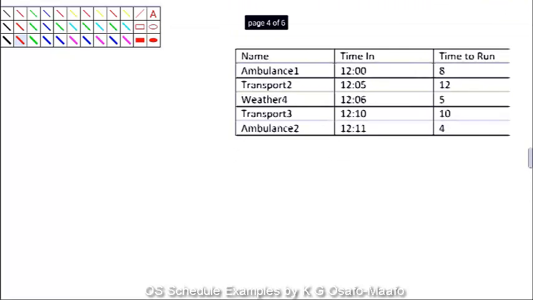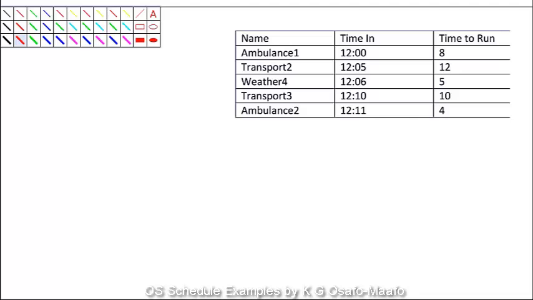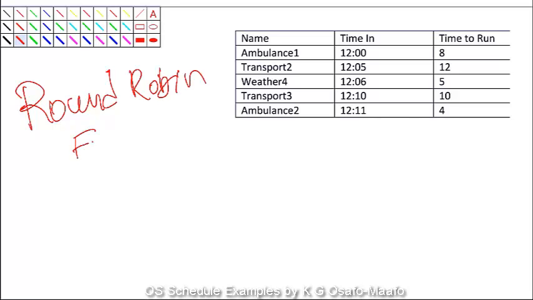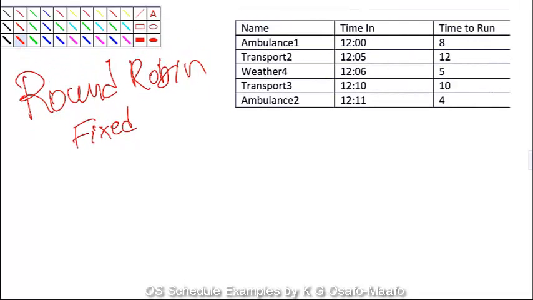How about round robin? Right. So the idea with round robin is to give everybody a fixed amount of time to run. So that means sort of like musical chairs, but you get to run, then the next person, right? But even with round robin, the question does arise, who gets to run next? But usually of the pool of those running, you just pick the next person in the queue. So ambulance 1, transport 2, weather 4, transport 3, ambulance 2.